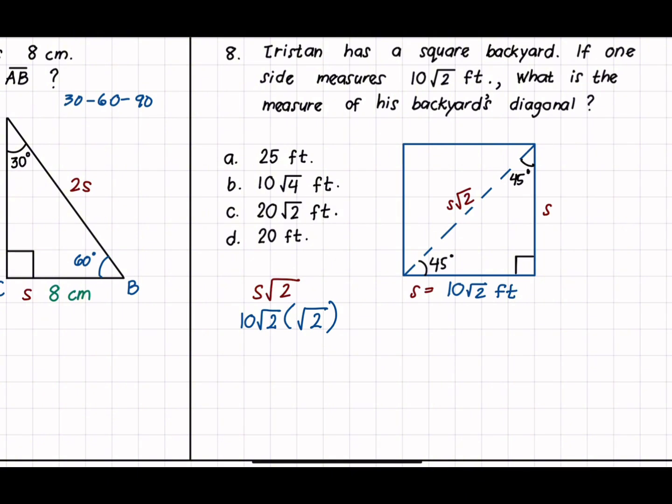So 10 square root of 2 times square root of 2 will become 10 square root of 4. And square root of 4 is equal to 2. So it will become 10 times 2, and 10 times 2 is equal to 20. So the correct answer is 20 feet, or letter D.